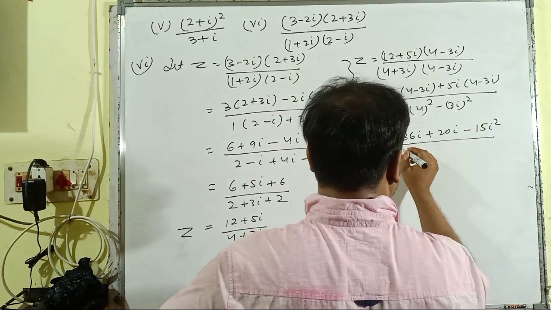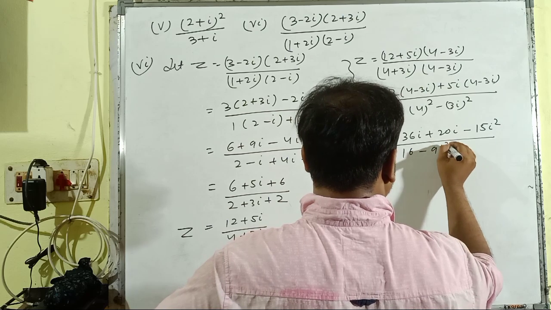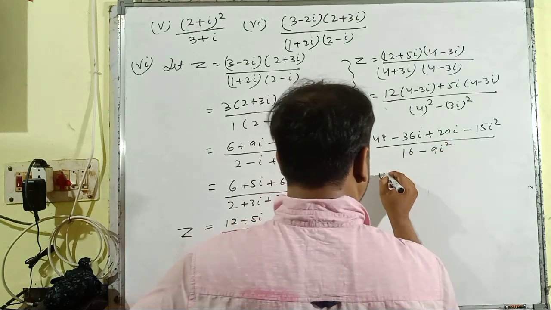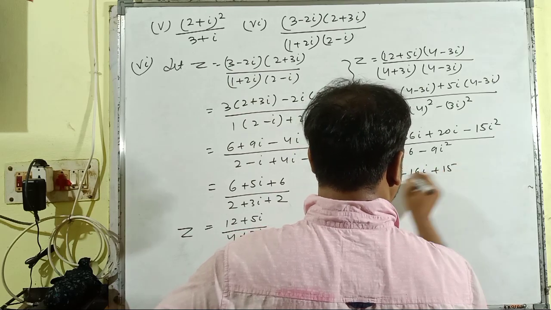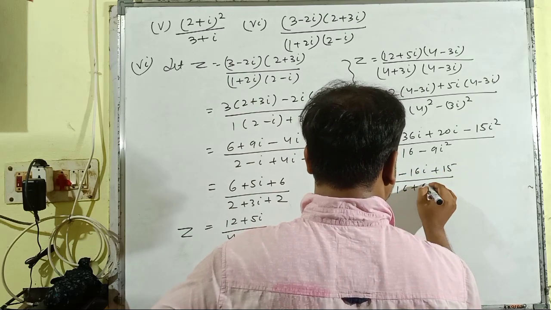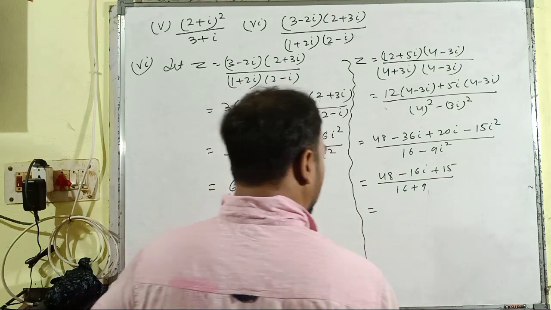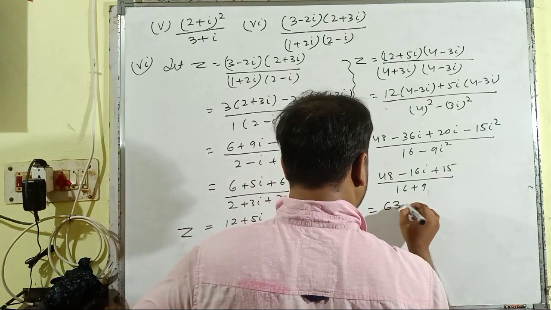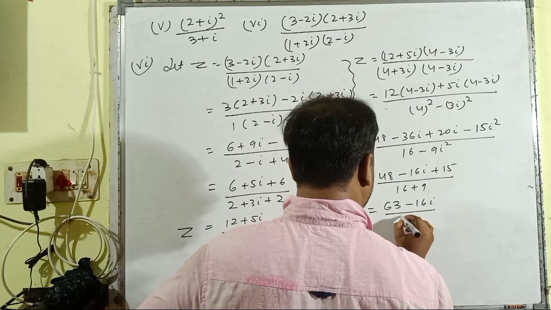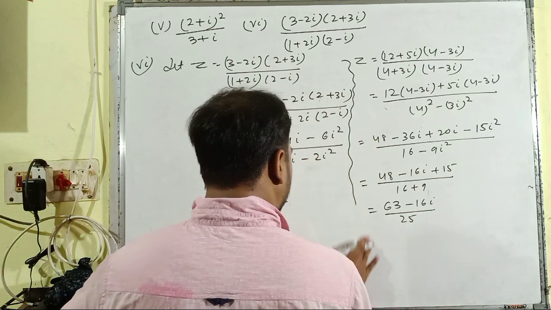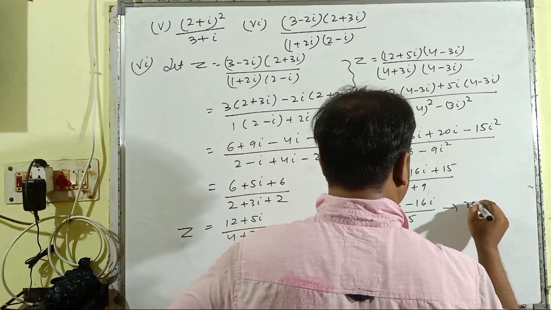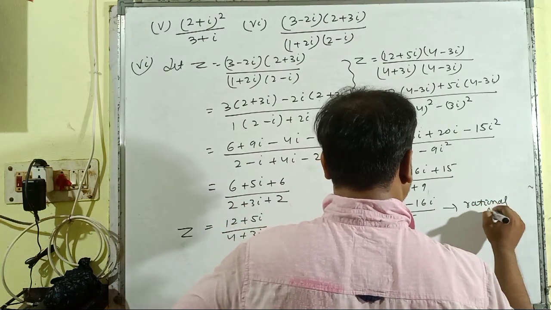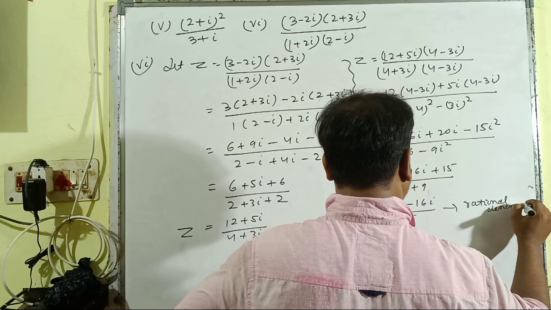Whole divided by 16 minus 9i square, then it is 48 minus 16i plus 15, divided by 16 plus 9, and it is (63 minus 16i) divided by 25, and this is the rational denominator form.